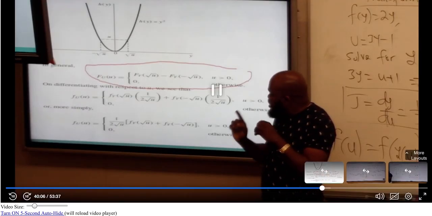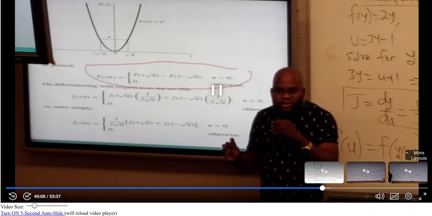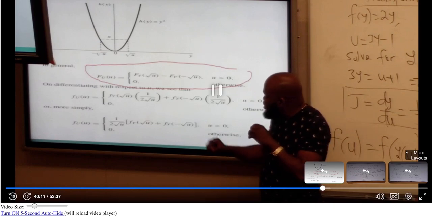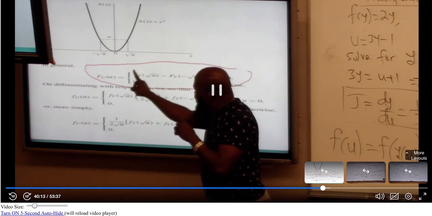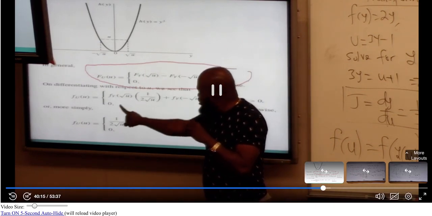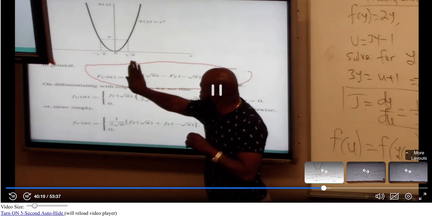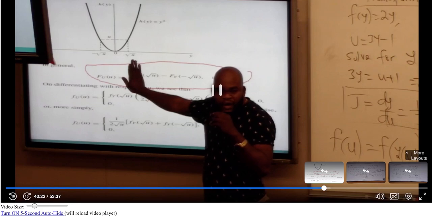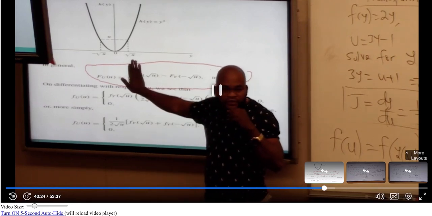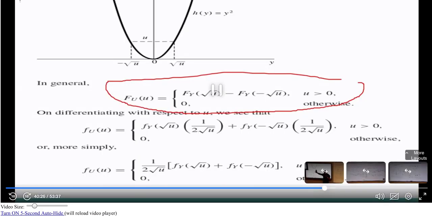And please, I need you to pay attention to how I'm going to do this. If I differentiate an uppercase F, it's going to give me a lowercase f. Then you're going to block that function. What do I want to do now? I want to differentiate square root of u. Square root of u is u raised to power half.